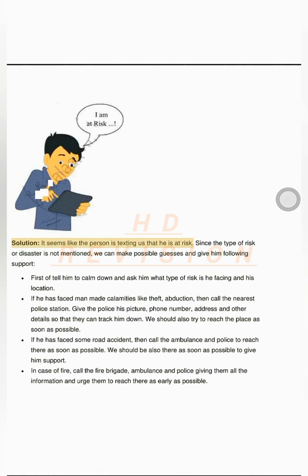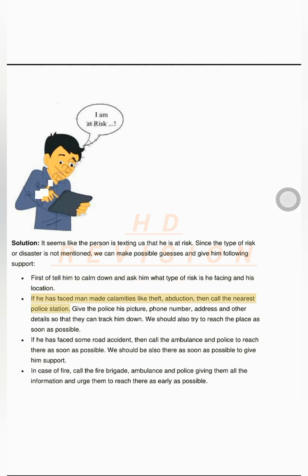Solution. It seems like the person is texting us that he is at risk. Since the type of risk or disaster is not mentioned, we can make possible guesses and give him the following support. First of all, tell him to calm down and ask him what type of risk he is facing in his location.